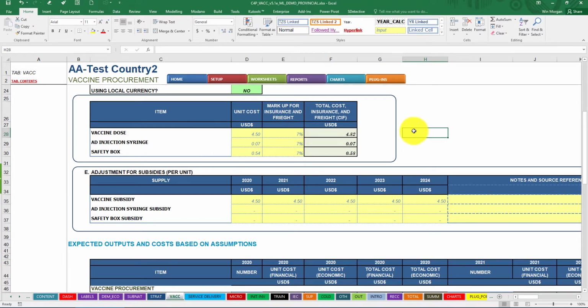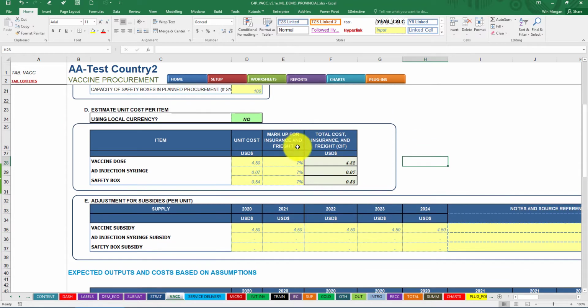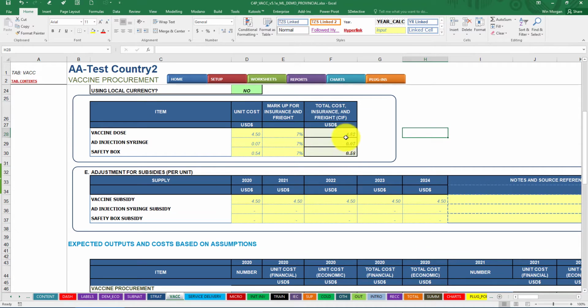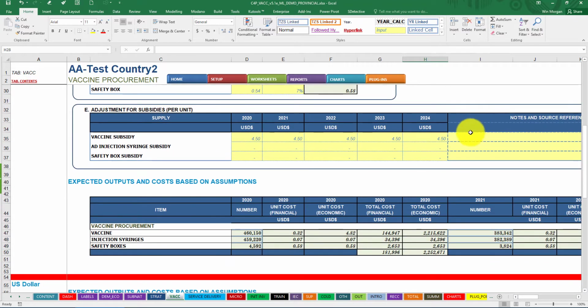Don't try to make this exact, but try to get about an average markup price, and the markup would be on the free market value, or the fair market value, if you will, rather than on the donated cost. And that's going to add the costs up there, and it's going to tell you what your total cost is, including insurance and freight. So it's called CIF for those of you who are interested.